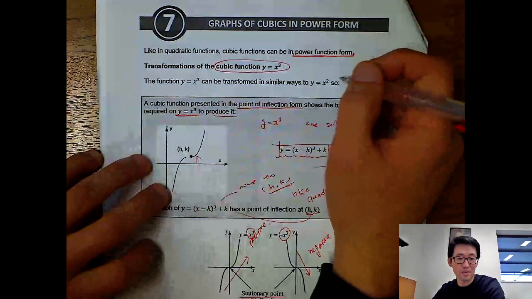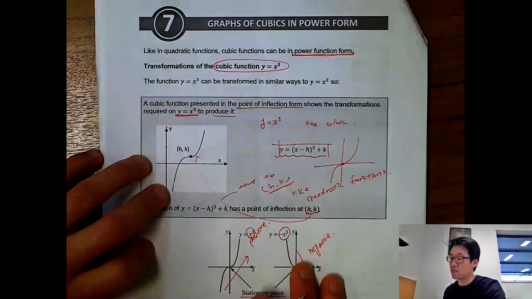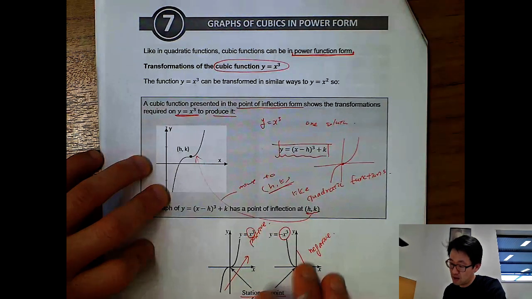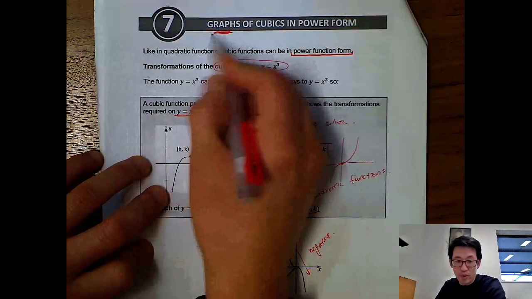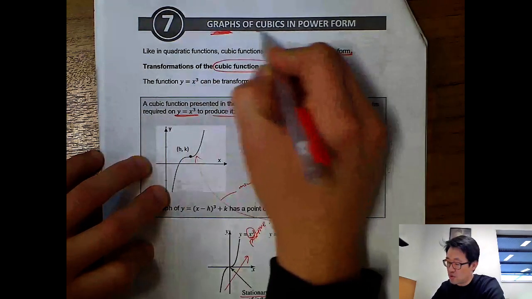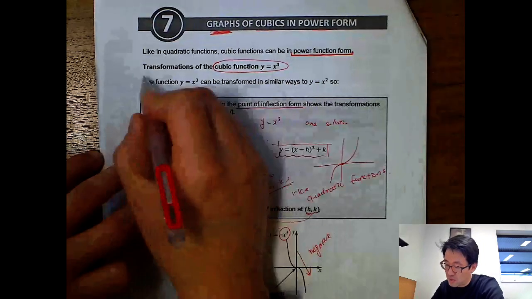Let's do section 7. We're getting there. I will cover section 7 today, and then in our last lesson this week, I will cover 8 and 9. Okay, we're drawing now. We're drawing from using cubic in power form. It's quite straightforward. Let's have a look.